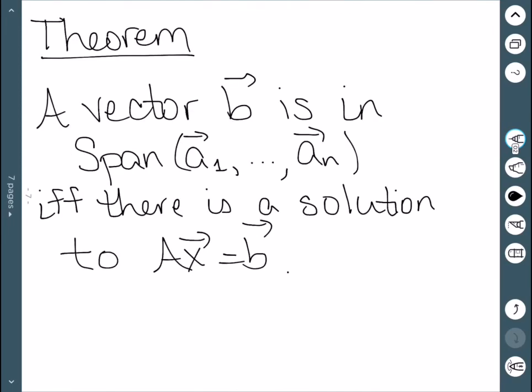The theorem we just demonstrated with that example says that a vector b is in the span of a set of vectors if and only if there is a solution to Ax equals b. So in order to figure out if something's in the span, we want to see if that system of equations has a solution. In our last example, it didn't matter what our vector b was, we would have a solution. Therefore, the span was all possible vectors.